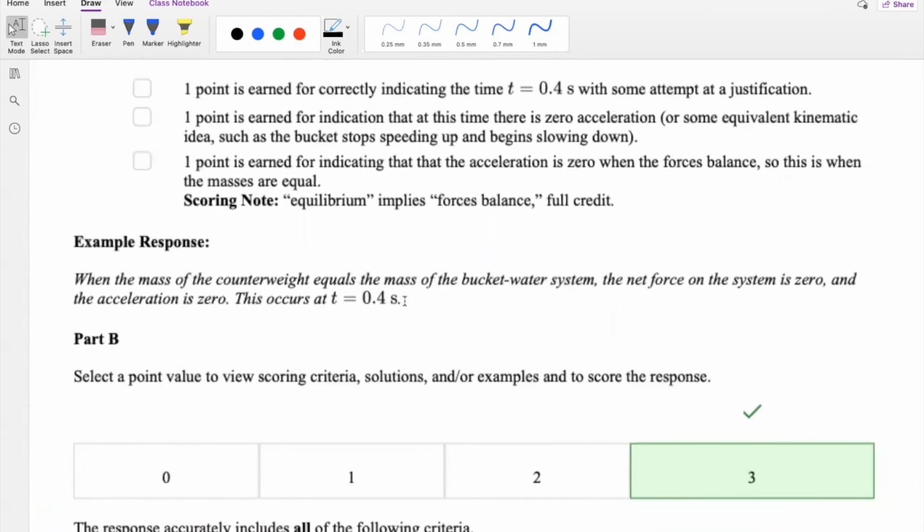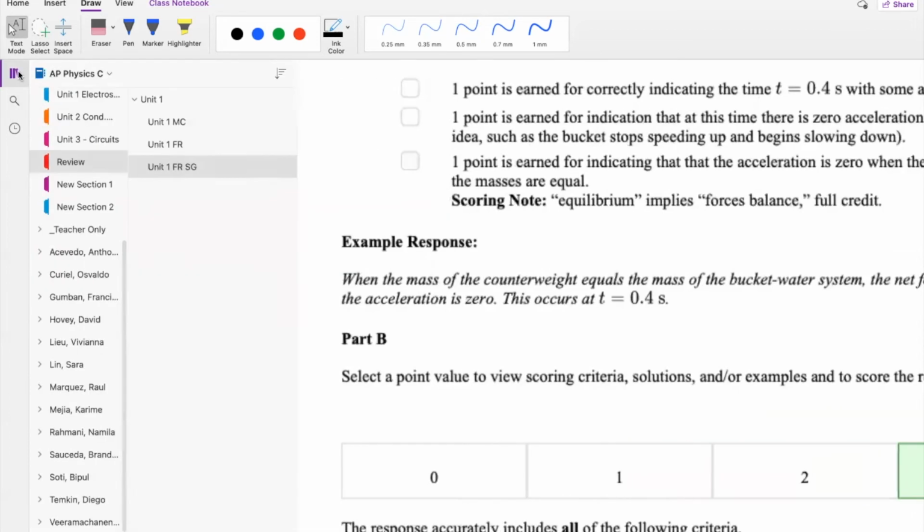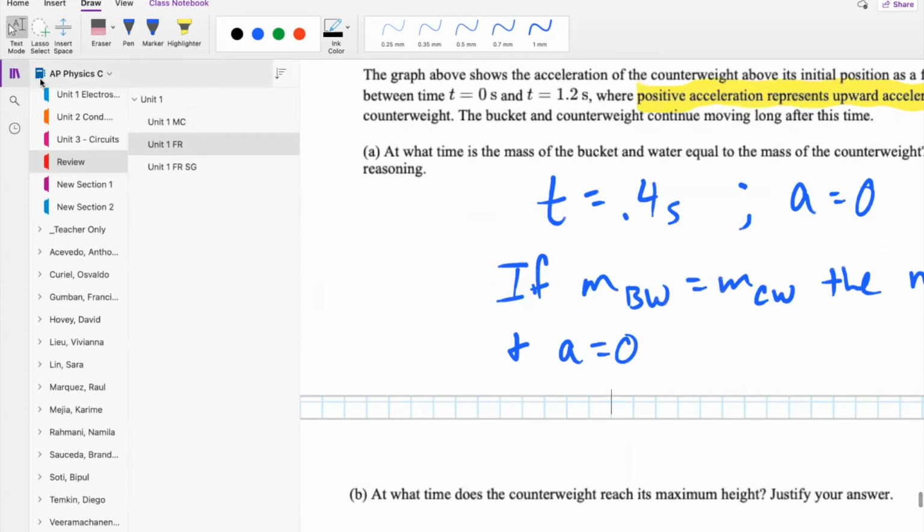Here's an example response. When the mass of the counterweight equals the mass of the bucket water system, the net force on the system is 0 and the acceleration is 0. This occurs at t equals 0.4 seconds. All righty. Let's go ahead and look at the next part.